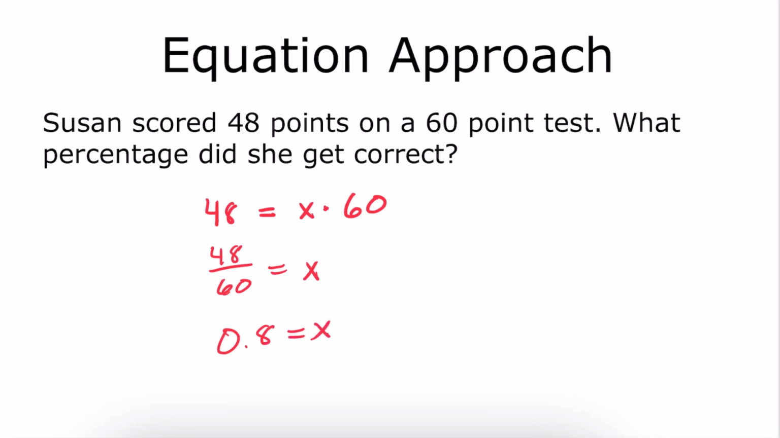And remember that this is the decimal form of the percentage. So if we wanted to answer the question of what percentage did she get correct, well, we would just move the decimal over twice to turn it into a percentage, and we would get that x equals 80%. And so that's how you would use the equation approach to find the missing percentage.